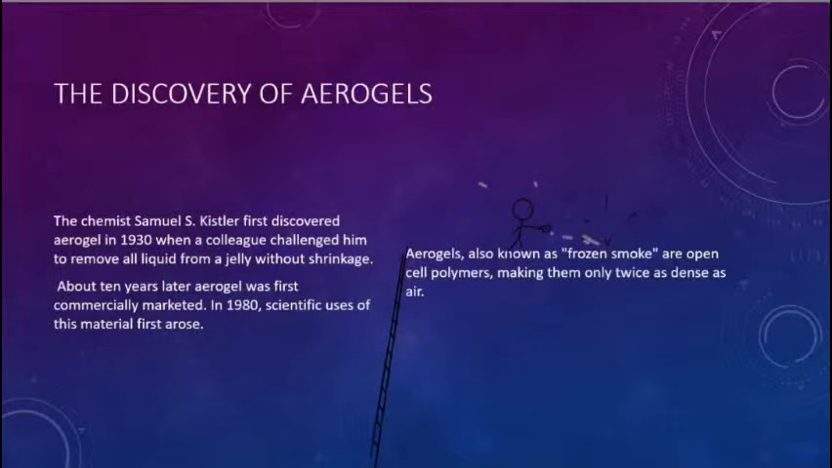as an insulator. Silica aerogel was discovered in 1930 by the chemist Samuel S. Kistler. He was challenged by a colleague to remove all liquid from a jelly without shrinkage. About 10 years later, aerogel was first commercially marketed. However, it wasn't until 1980 that scientific uses of this material arose.